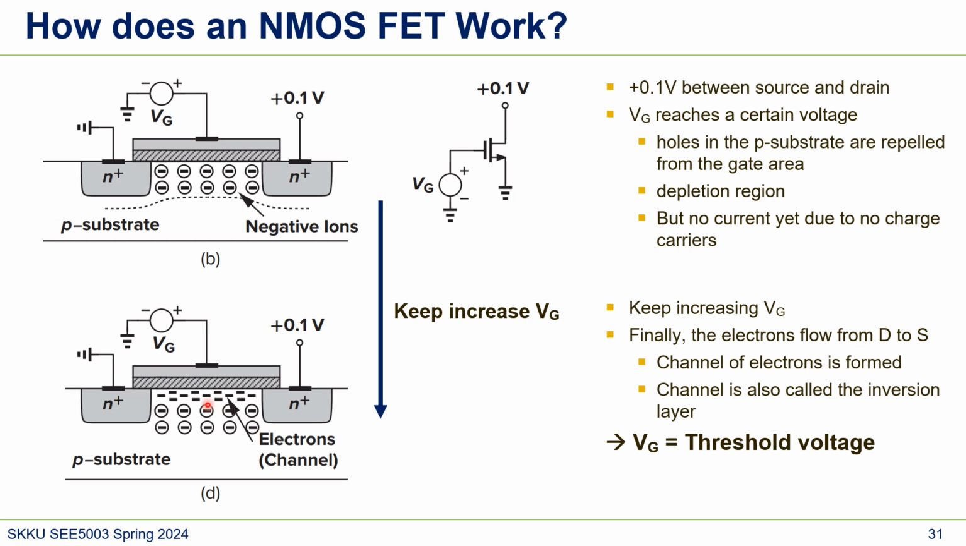This channel is also called the inversion layer because the polarity is minus here. And the Vg that forms the electron channel, that's what we call the threshold voltage. So long story short, if Vg is higher than the threshold voltage, then current starts to flow because the channel is formed. That's why we call it the threshold voltage. Once we go over this voltage, the threshold, the current starts to flow.